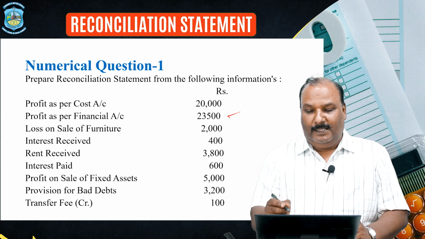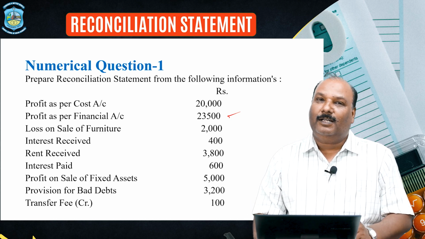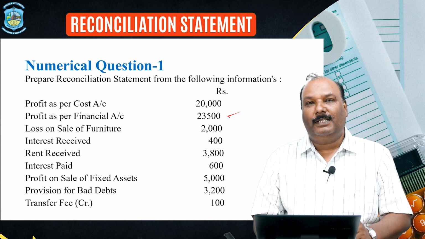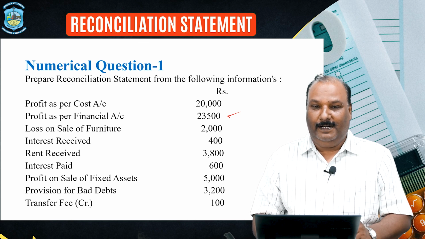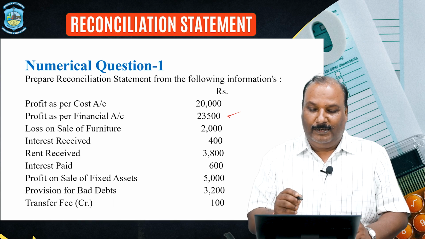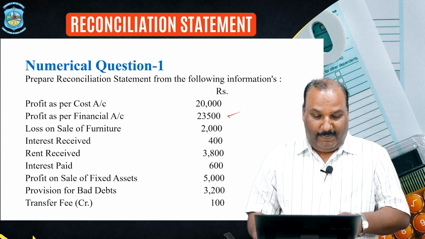The question says profit as per cost account is 20,000 rupees. The answer is profit as per financial book, that is 23,500. We start from 20,000 and we have to reach 23,500. Let's see the impact.